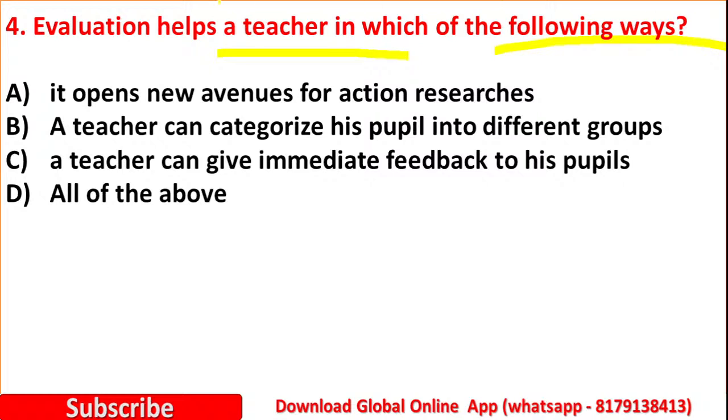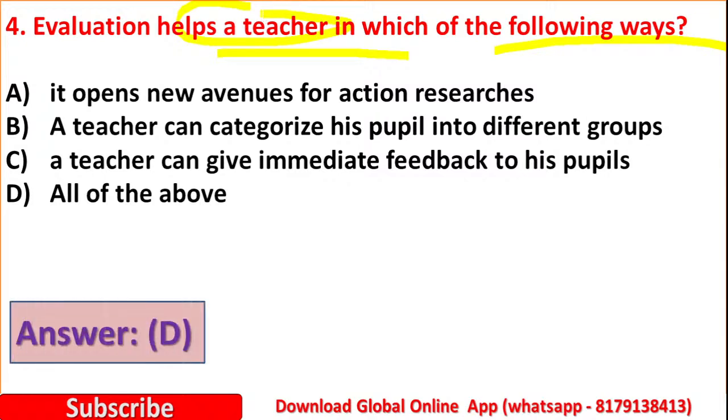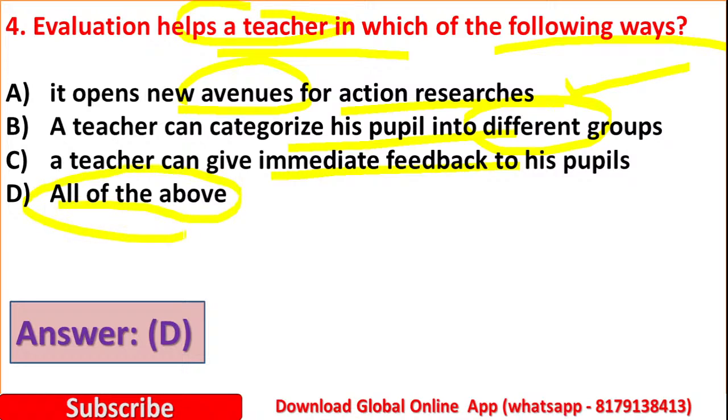Here evaluation is going to help a teacher in each of the following ways. Yes, all of the above. Option D is the right answer because evaluation is opening new avenues for action research. It is also correct that a teacher is categorizing his pupil into different categories, different groups. This is also possible through evaluation. We can make different groups of students, such as average students, below average, above average. Then a teacher can also give immediate feedback to the students. So here option D, all of the above, is correct.